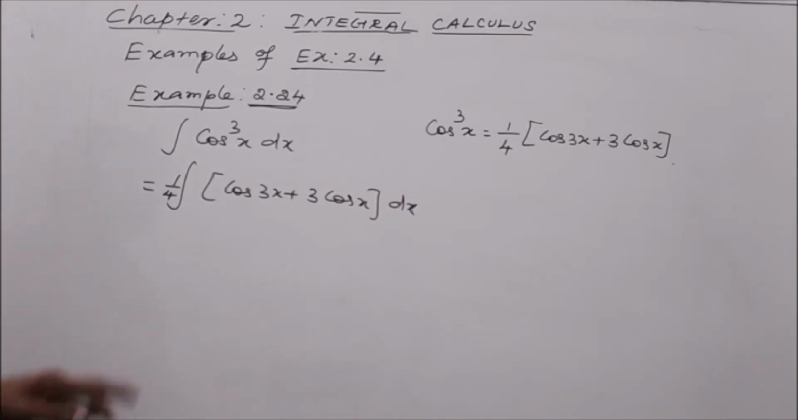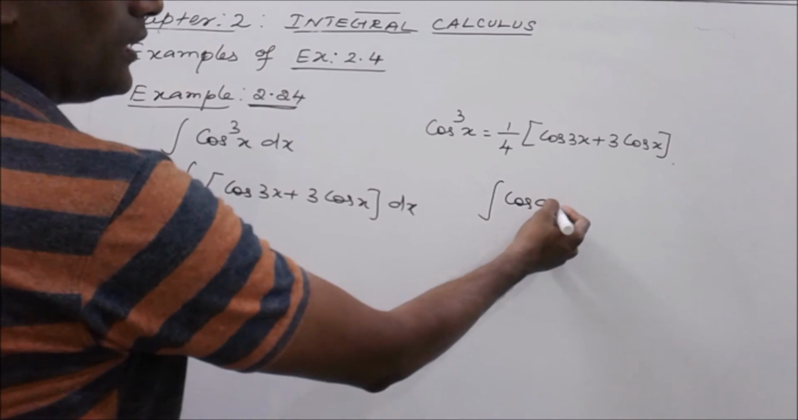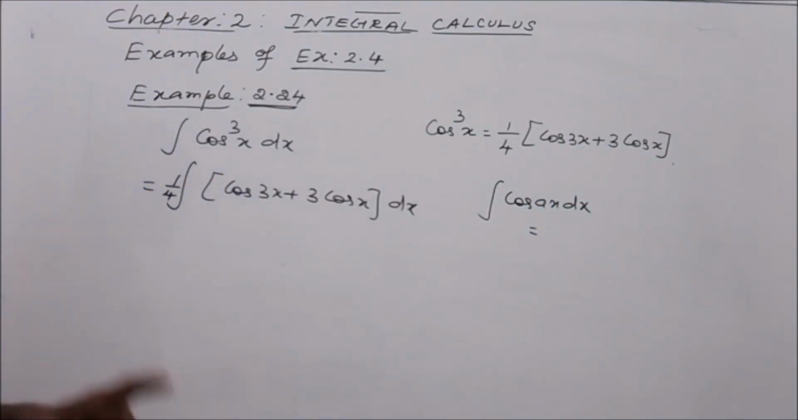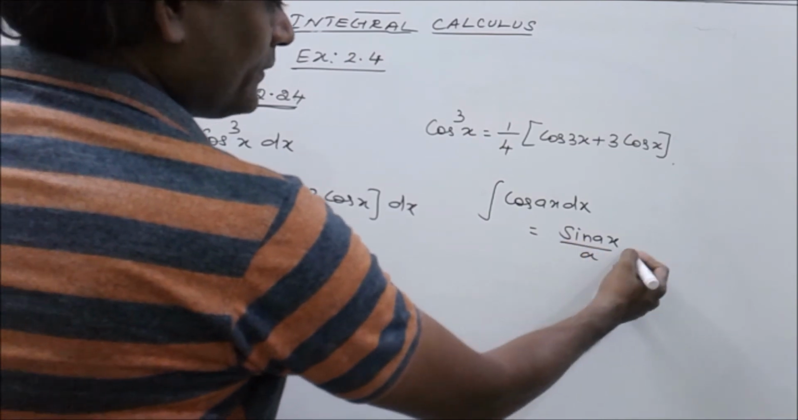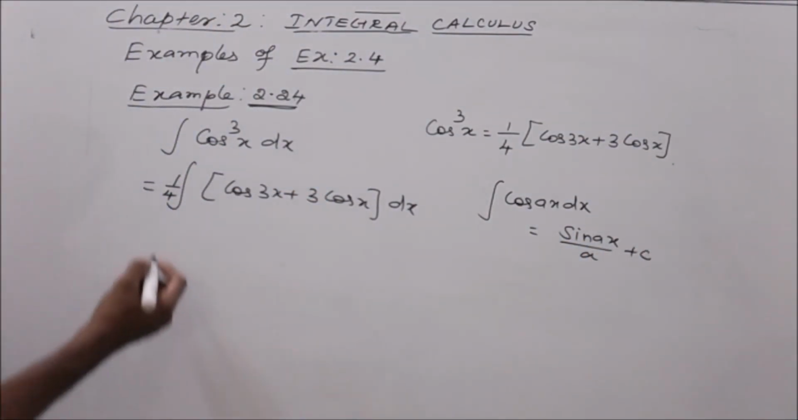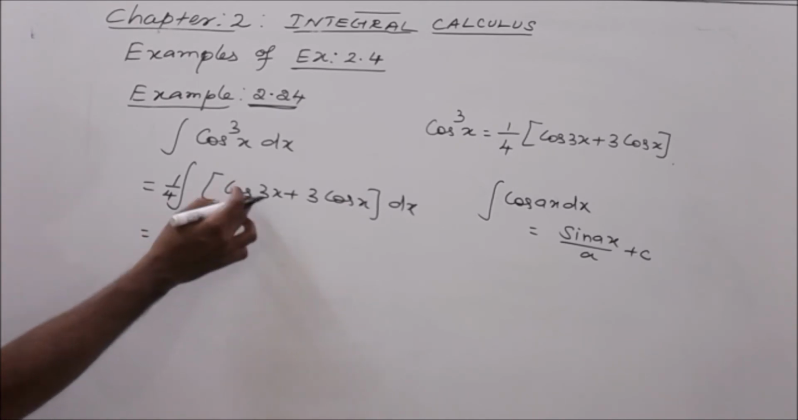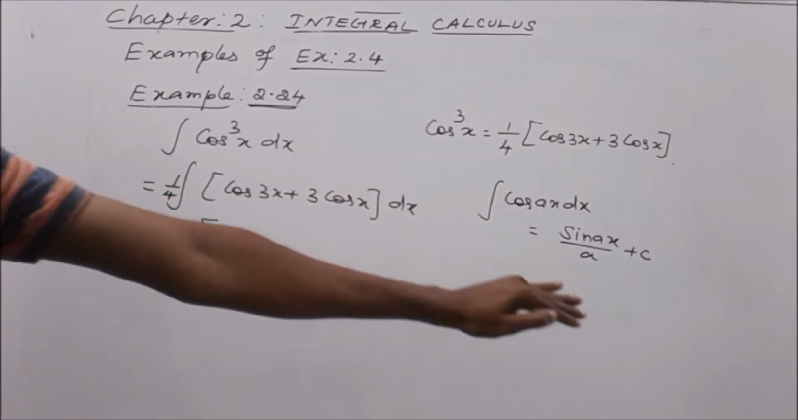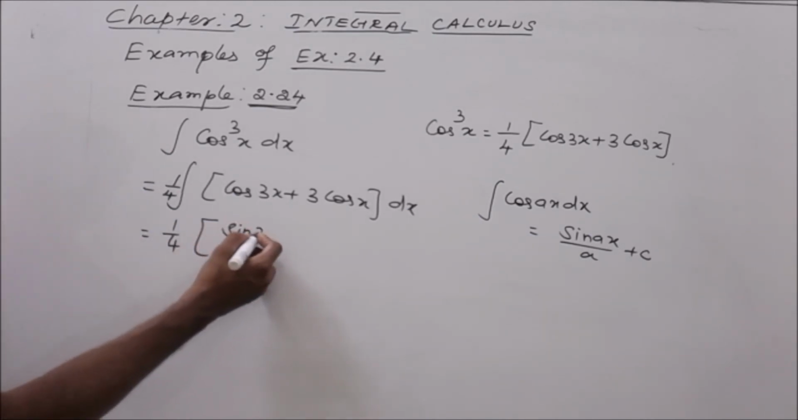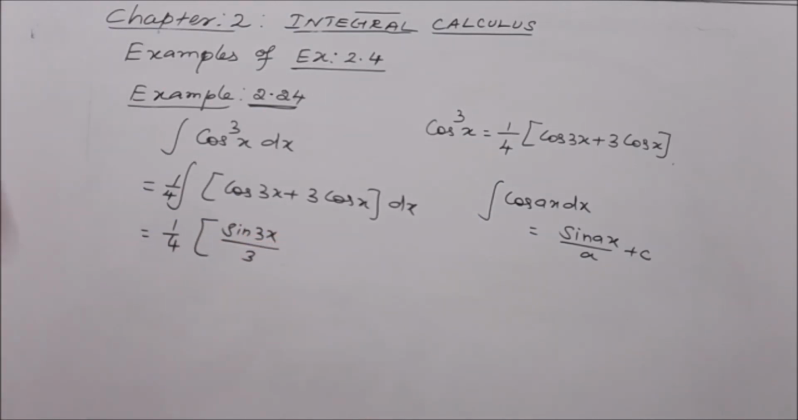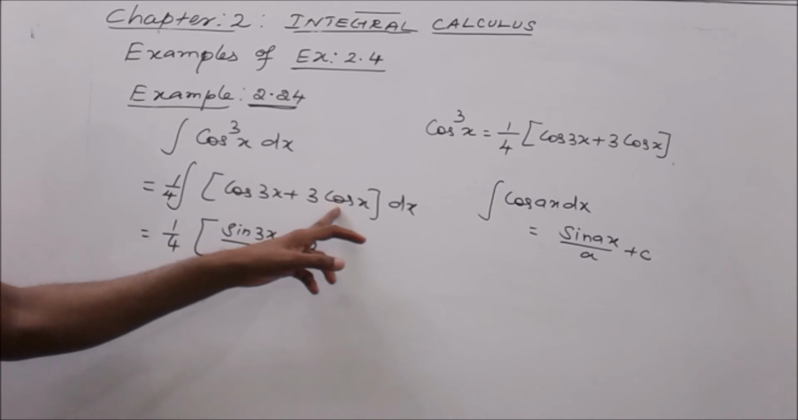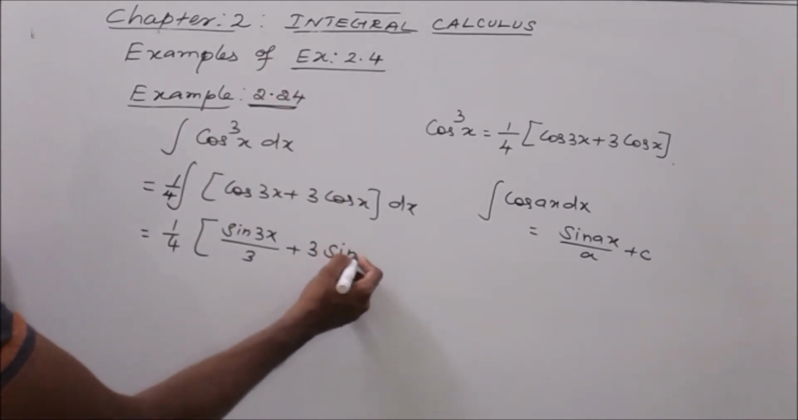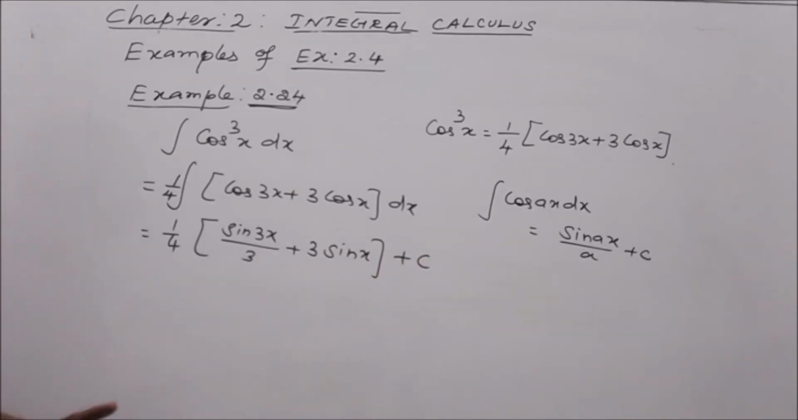So the integral of cos ax dx: the derivative of sin x is cos x, so the integral of cos x is sin x, so sin ax into 1 by a, plus c. Here substituting 1 by 4, the integral of cos 3x is sin 3x by 3, so 1 by 3 into sin 3x, plus 3 into, for cos x it is simply sin x, so sin x plus constant of integration c, that's all.